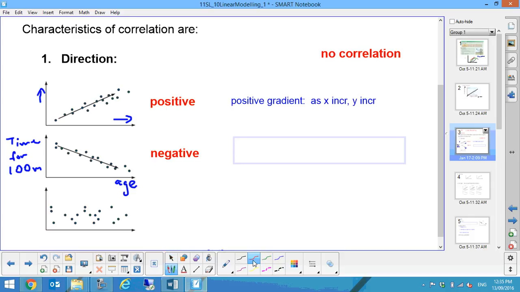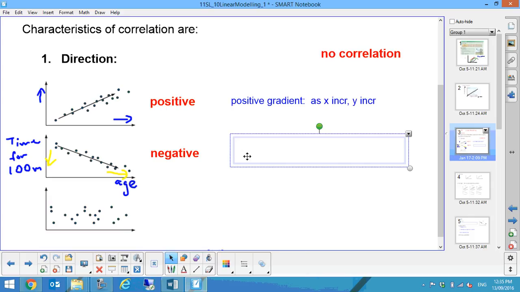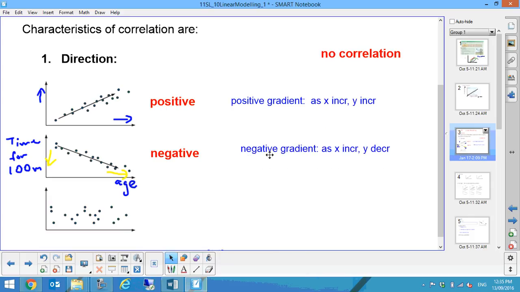So let's go yellow. As this one increases, we're finding the y decreases. So we give that a term, negative correlation, because it has a negative gradient. That line of best fit has a negative gradient. As x increases, y is decreasing.